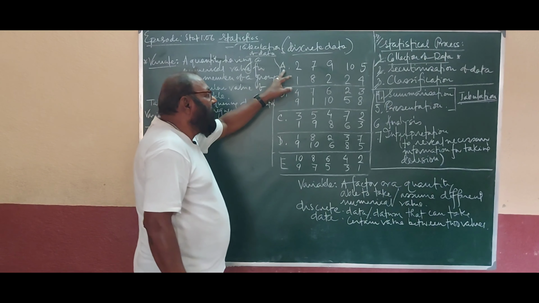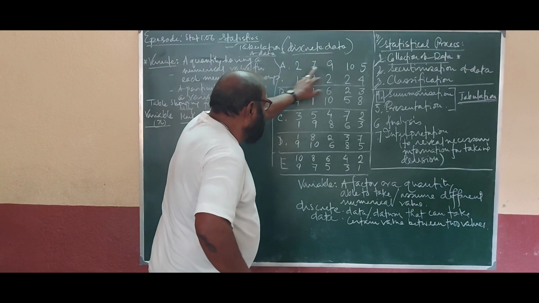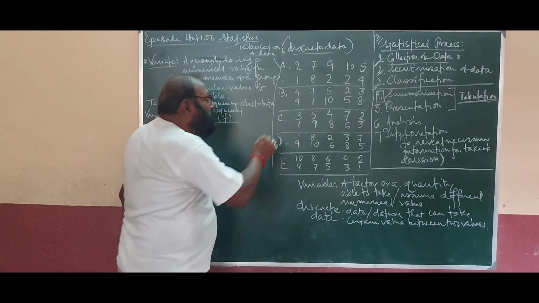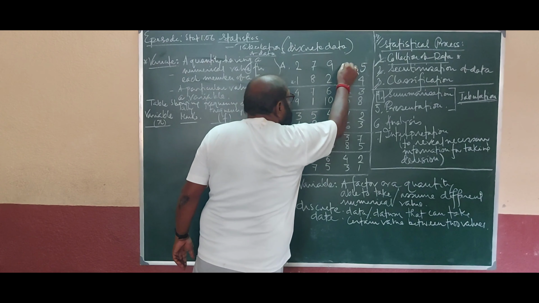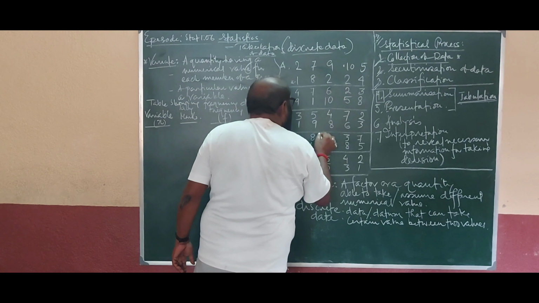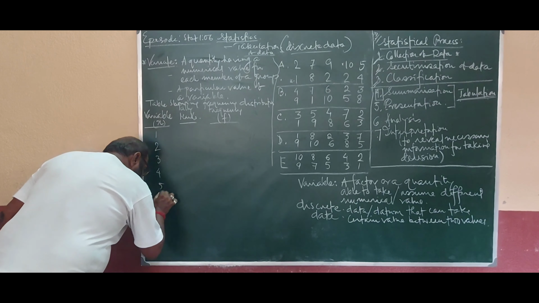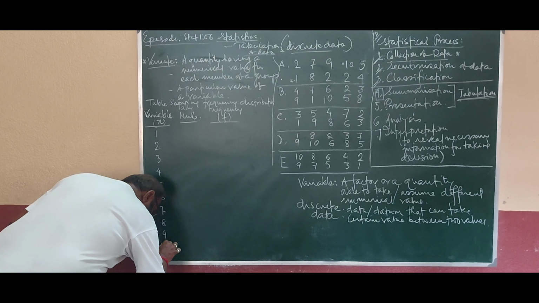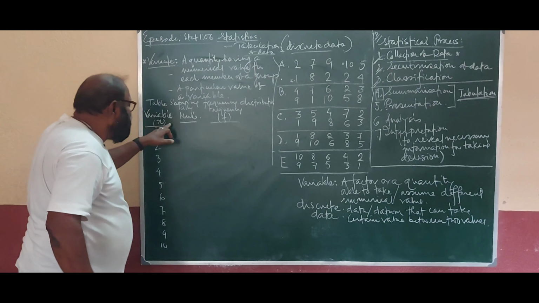So friends, Mr. A has collected these numbers, and B, C, D and E also. What is the maximum number? What is the minimum number? The minimum number is 1, no? And the maximum number is 10. Here the candidates have been asked to find the ages of different persons from 1 to 10. So our observations should vary from 1, 2, 3, 4, 5, 6, 7, 8, 9 and 10. So these are the observations.